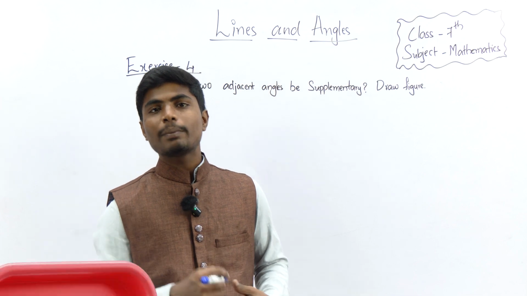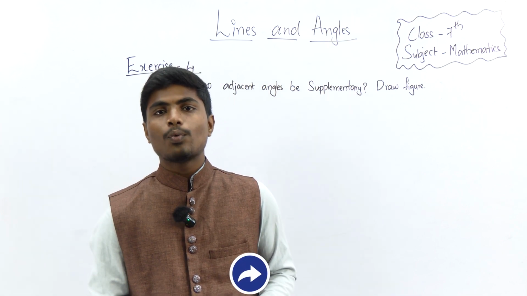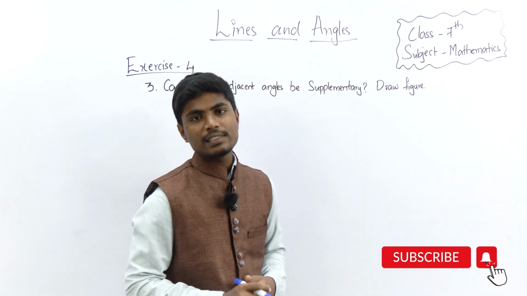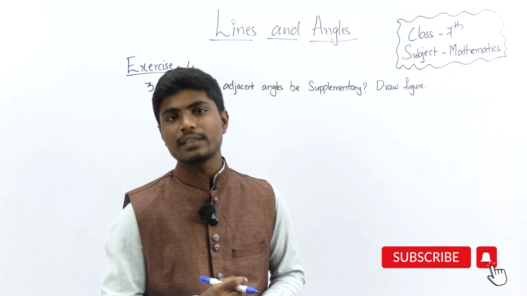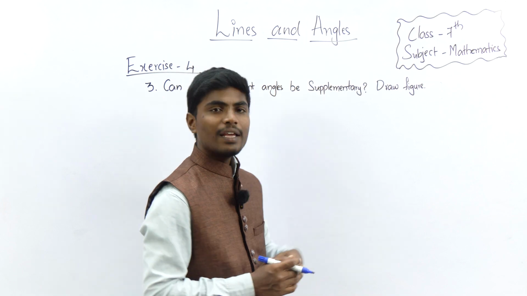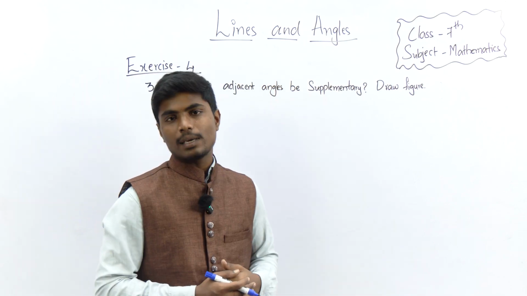What are supplementary angles? The sum of two angles should be equal to 180 degrees. If the sum of two angles is equal to 180 degrees, then those angles are called supplementary angles. Here, adjacent angles can be supplementary.